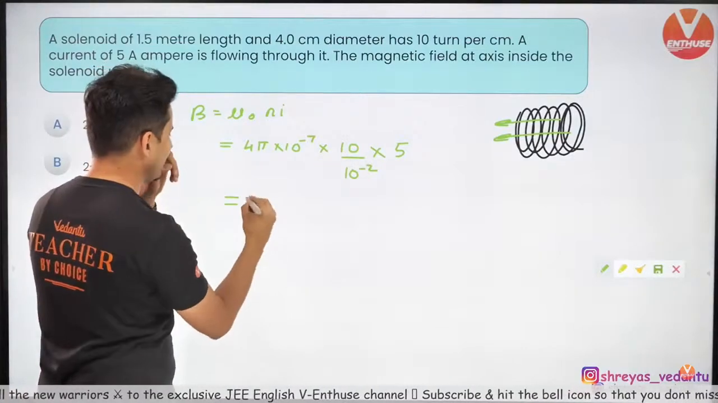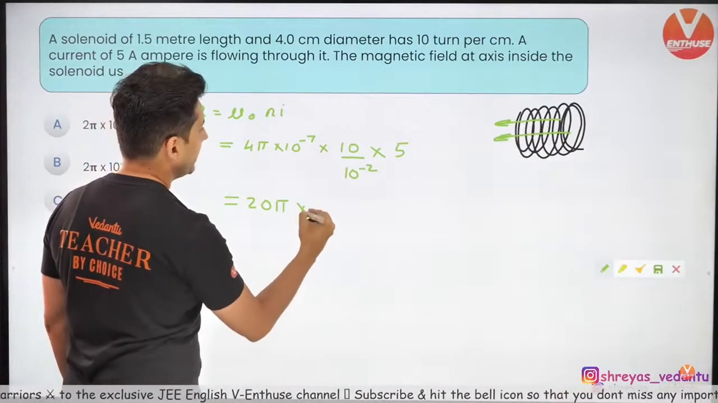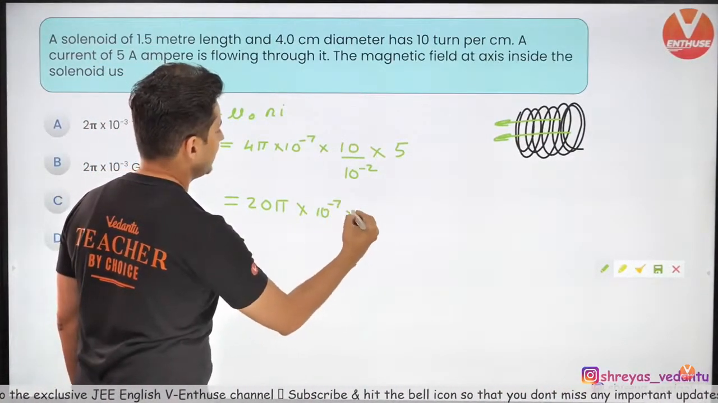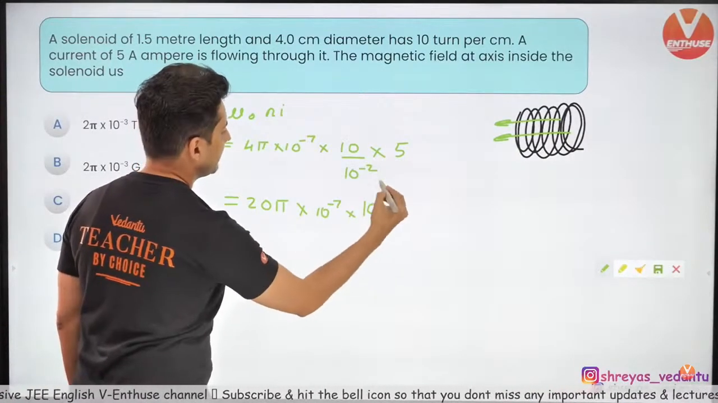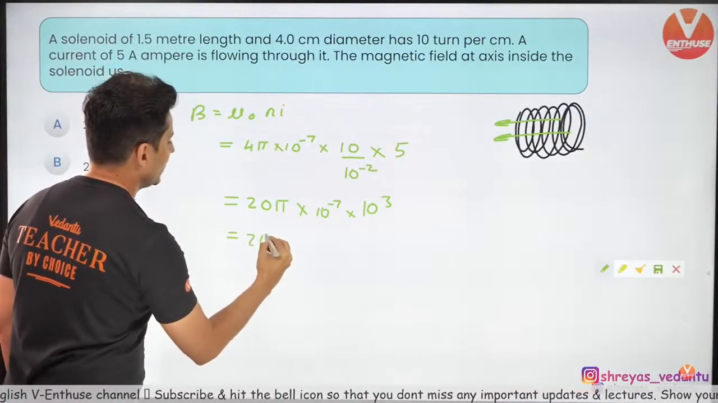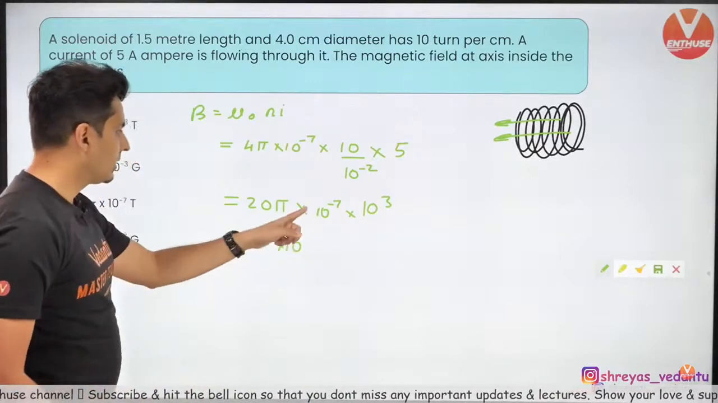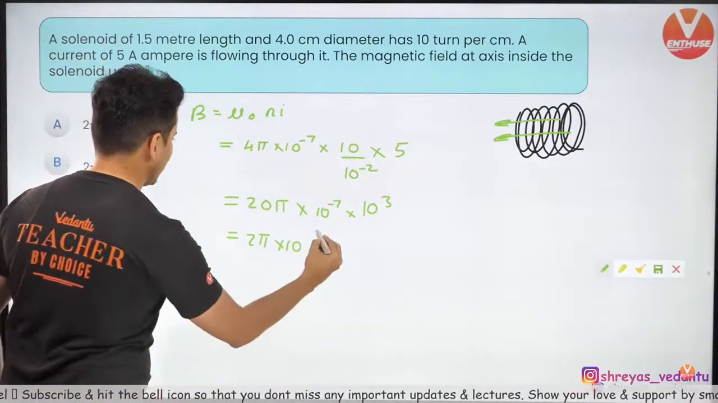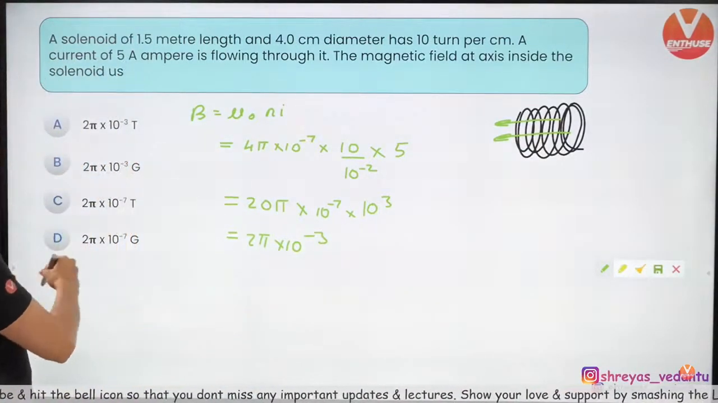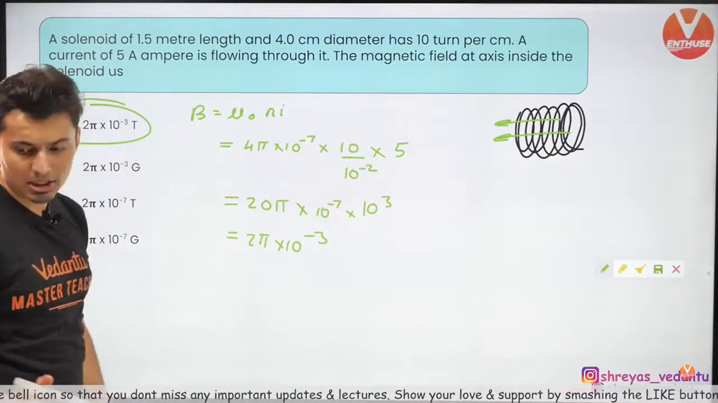So let's see, 4 5s are 20. So 20 pi into 10 to the power minus 7 into 10 to the power 3. So this will become 2 pi into 10 to the power 4, and this will become minus 3. Just check this out. 2 pi into 10 to the power minus 3, which is option A.